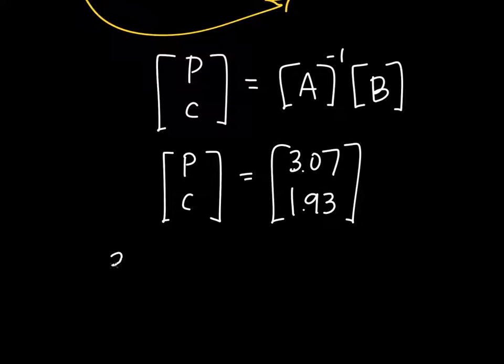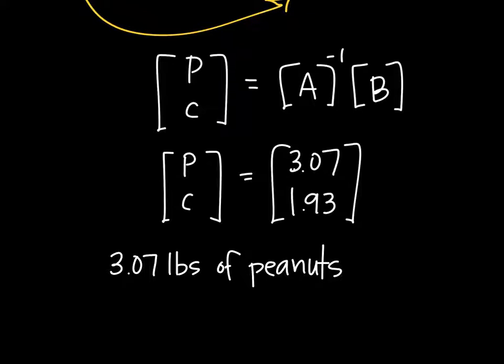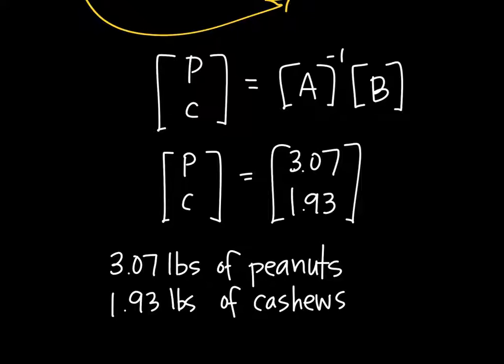So the meaning of this is 3.07 pounds of peanuts, not just peanuts themselves, but the pounds, and then 1.93 pounds of cashews for a grand total of how much? 5 pounds, which is what we knew we were supposed to have for starters anyway, okay? If your answer didn't add up to 5, we'd be in trouble. Okay, so that's a way to use a system and solve it with matrices.